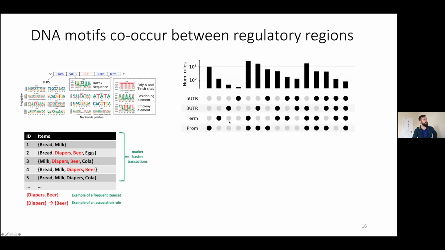And we found, of course, that there are different motifs popping up in promoter regions, but there are quite a few significantly co-occurring motifs which are present together on one gene, in terminator and promoter, or across the different regions. And that was quite cool to see. Remember that they are all important for gene expression.